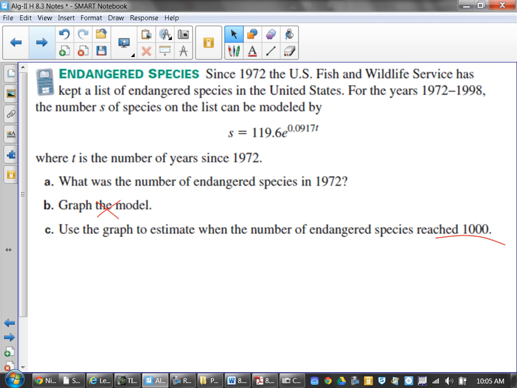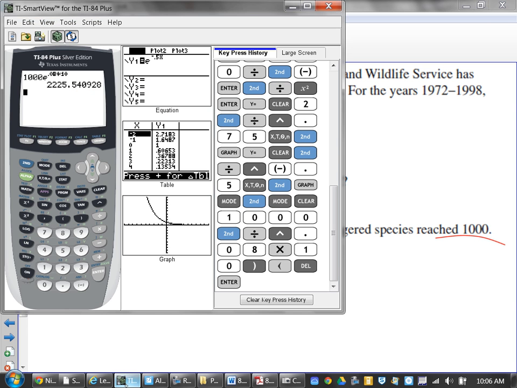Now let me ask you this. If your year 0 is 72, your initial principal was that amount, 119.6. Yes, exactly. Now, see how it's telling you to graph these? Again, I'm not going to have you graph these, but if you wanted to see when the number of endangered species reaches 1,000, this has to be in the thousands. What you do is just go right to your calculator. It's 119.6.